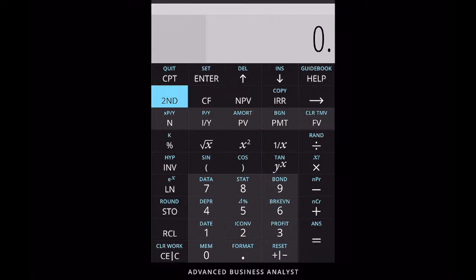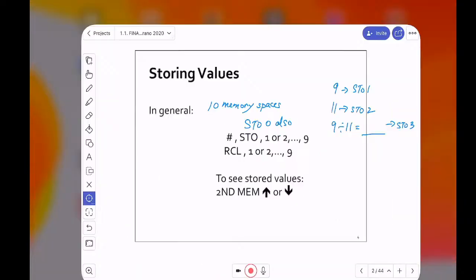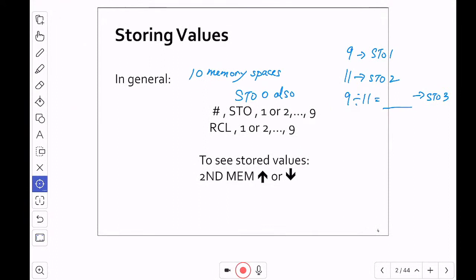Well, actually, let's just do this calculation first. So then 9 divided by 11 equals, now this value I want to store in 3. So I have 9 in 1, 11 in 2, and the result of 9 divided by 11 in 3. So I can see those in the memory of the calculator by hitting second mem and using the arrow keys to scroll through. So this is another type of worksheet.